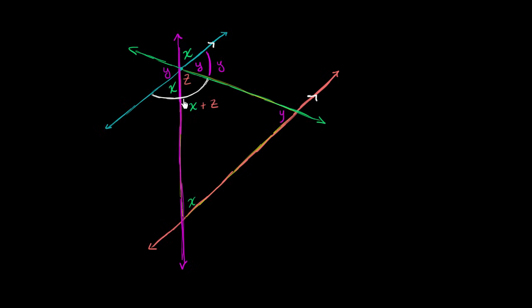So the measure of this white angle, which is x plus z, plus the measure of this magenta angle, which is y, must be equal to 180 degrees because these two angles are supplementary. So the measure of the white angle, x plus z, plus the measure of the magenta angle, which is supplementary to the white angle, must be equal to 180 degrees.